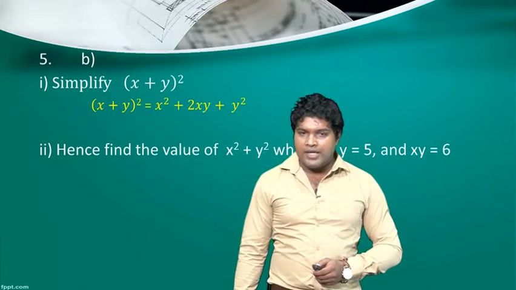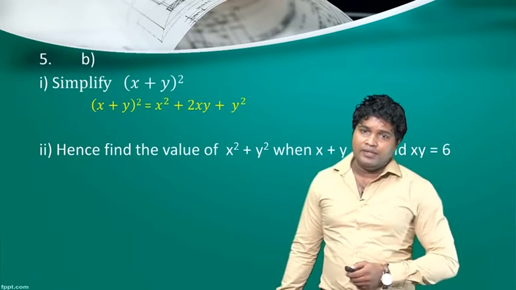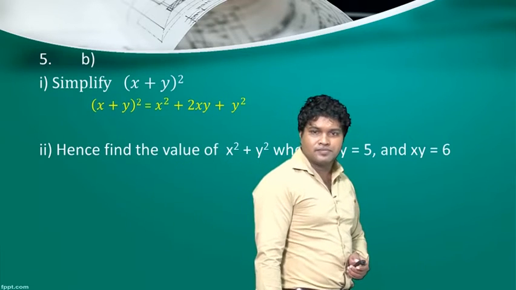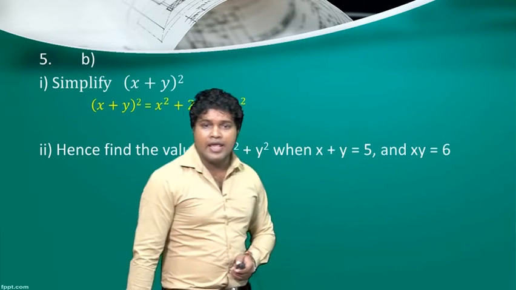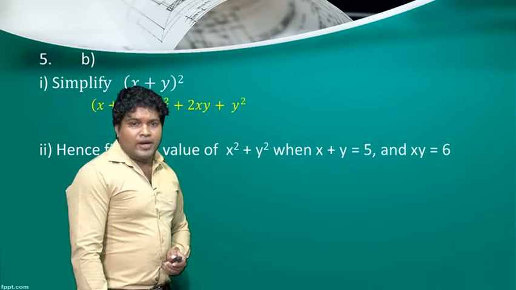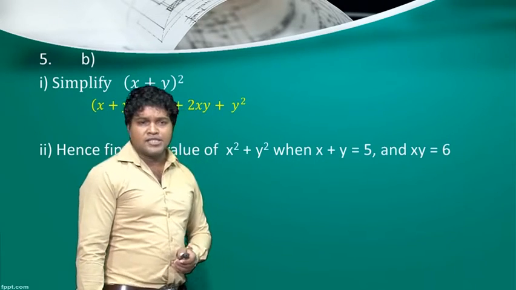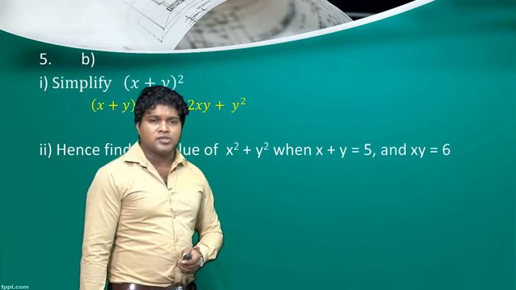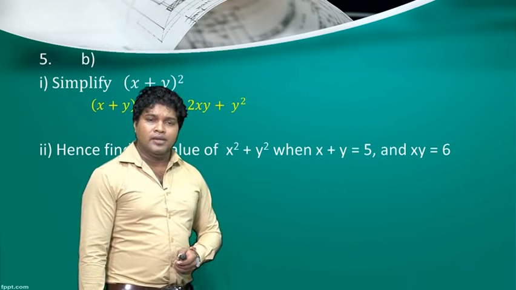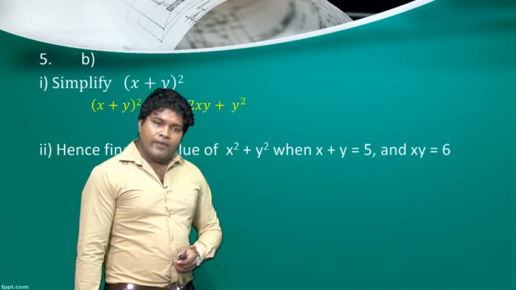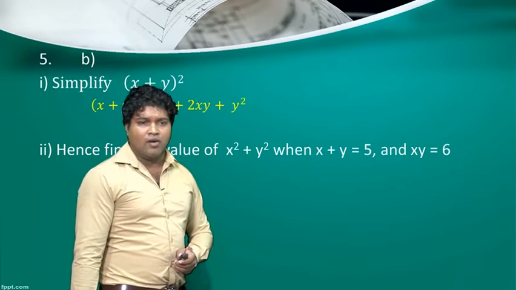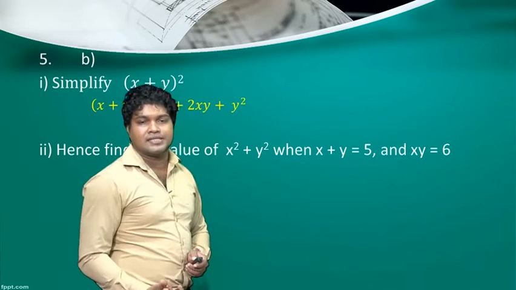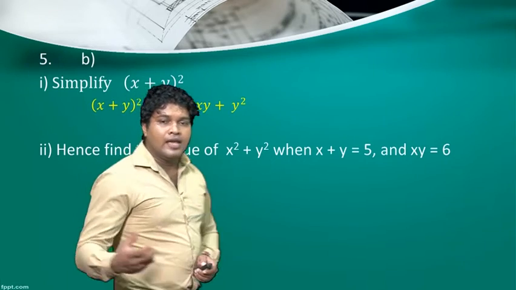Second one. Hence, find the value of x squared plus y squared when x plus y equals 5 and xy equals 6. There are 2 data: x plus y equals 5 and xy equals 6. From which part should I start, because there are 2 data, x plus y and xy? At the question they expect x squared plus y squared, so we have a connection of having squares. Therefore, the first data can be used.